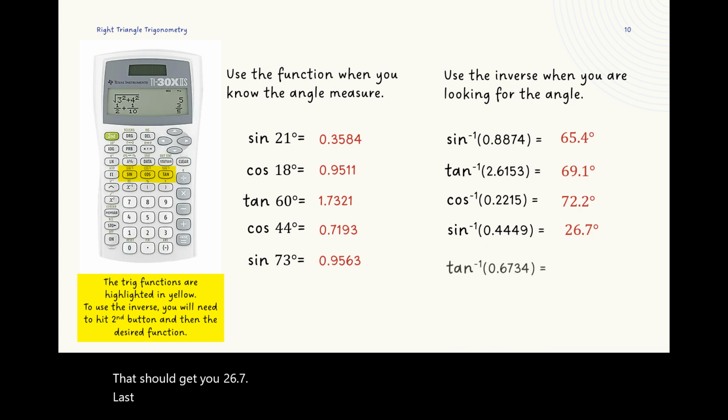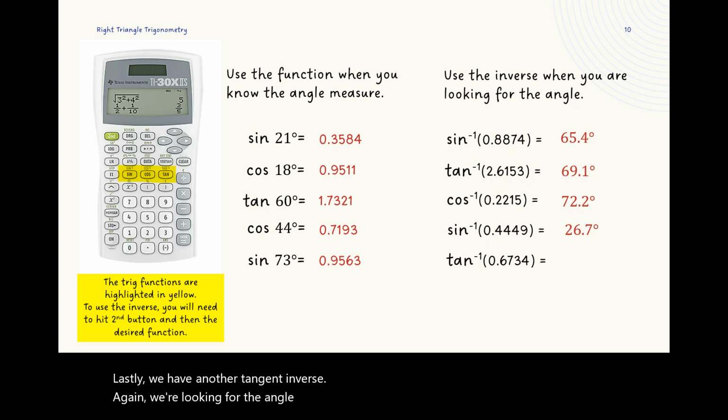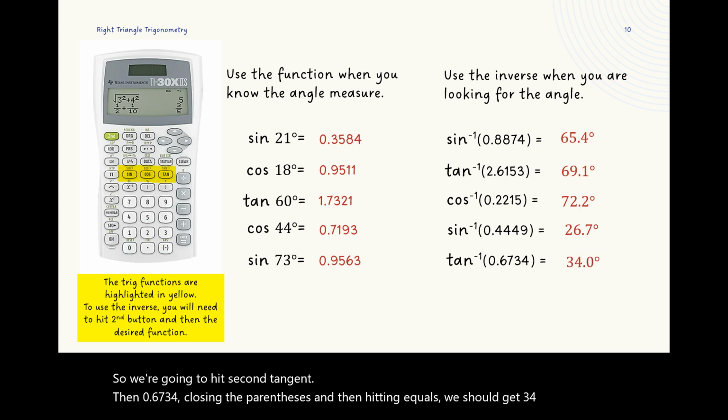Lastly, we have another tangent inverse. Again, we're looking for the angle when we use the inverse function. So we're going to hit second tangent, then 0.6734, closing the parentheses, and then hitting equals. We should get 34 degrees even.